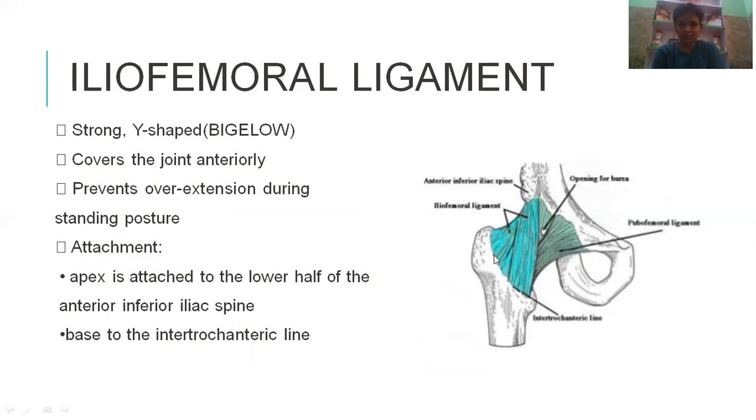The attachment: the apex is attached to the lower half of the anterior inferior iliac spine. This is the anterior inferior iliac spine. From here to the base of the intertrochanteric line. So basically the iliofemoral ligament is attached to the anterior inferior iliac spine of the hip bone and to the base of the intertrochanteric line of the femur.